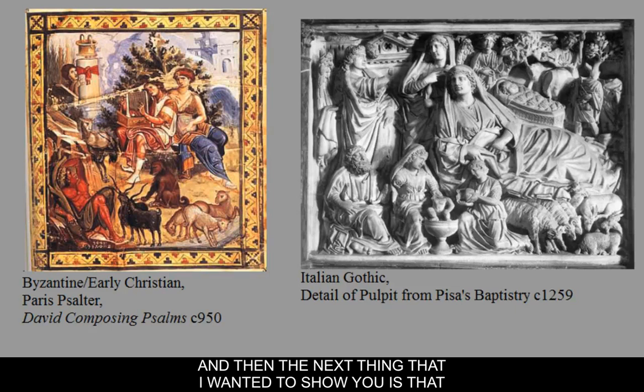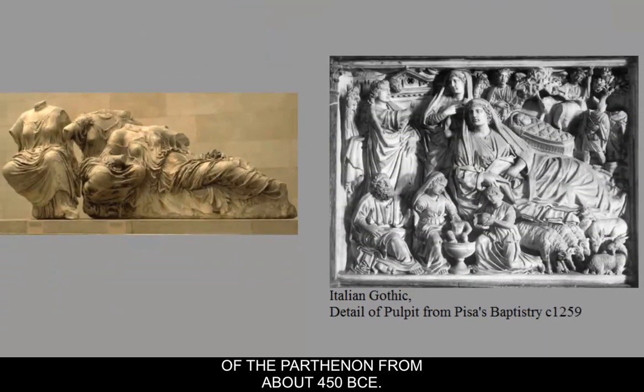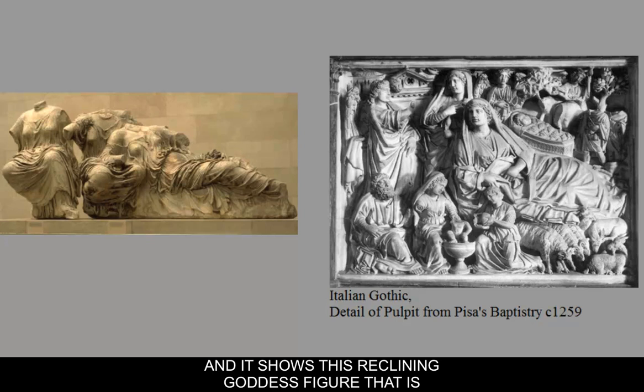And then the next thing that I wanted to show you is the three goddesses from the Pediment of the Parthenon from about 450 BCE, and it shows this reclining goddess figure that is strikingly similar to the reclining figure of Mary. And so probably the Parthenon is the schema for all the Byzantine stuff. And then we have this sort of continuous thread running where we have a tradition and then an innovation on it. And it's almost like we're coming back full circle to the wet drapery style and to these reclining female figures that are wearing this kind of garment.